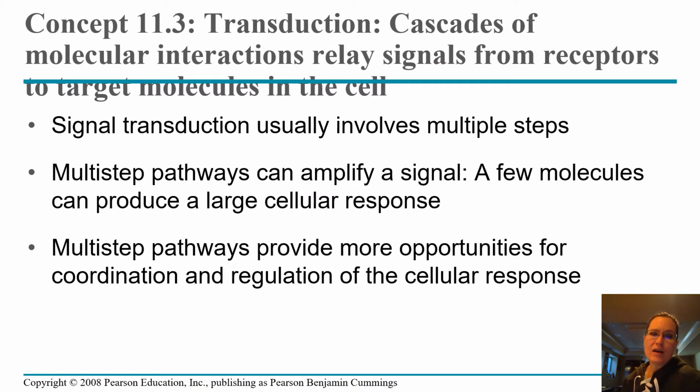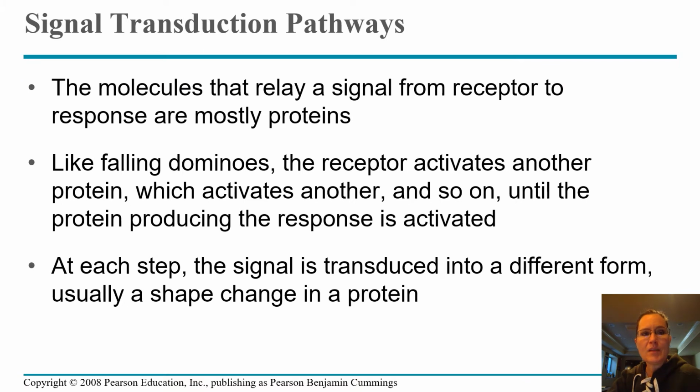And then this is the part that I was talking about with transduction. The point of transduction is to have a relatively small signal, and then we get a really efficiently produced big response. So that's pretty much what the transduction pathway does. And then I was talking about this, about pushing the dominoes over. You can just read through that.